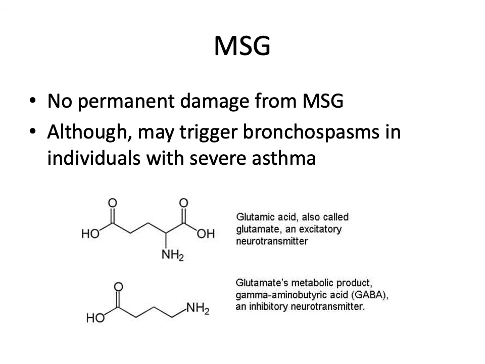It's pretty transient. And some people are more susceptible to this than others. There's generally no permanent damage from MSG, although it can trigger bronchospasms with people with severe asthma. And the reason for this is that glutamic acid is also a neurotransmitter, and it's an excitatory neurotransmitter. There is a similar molecule that's a breakdown product of glutamic acid, gamma aminobutyric acid, just missing the carboxyl group. That's an inhibitory neurotransmitter, so it kind of has the opposite effect.